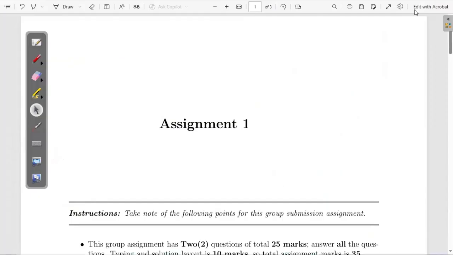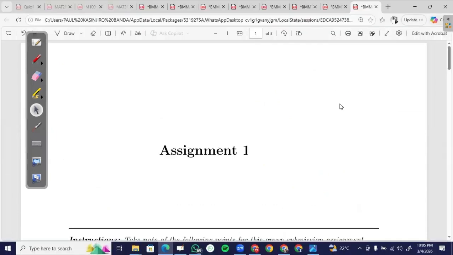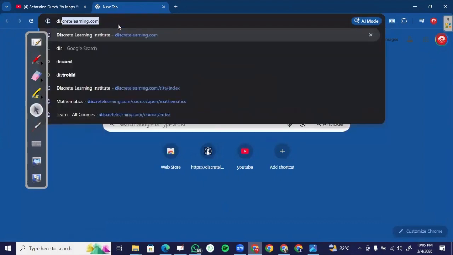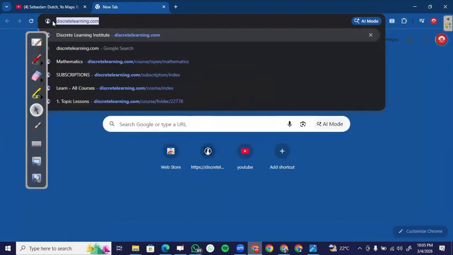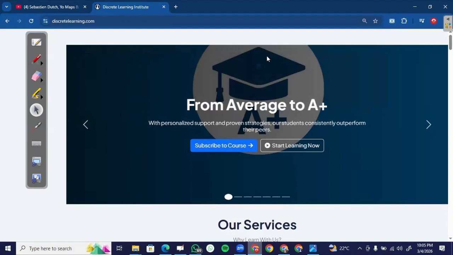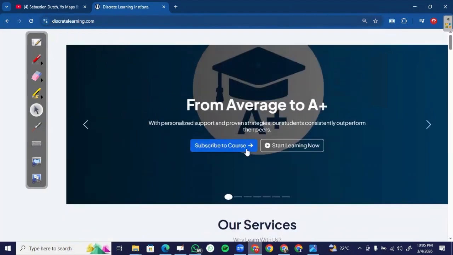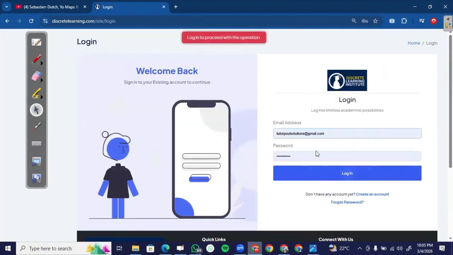Again, let me just show you the website for those who have never seen it. So you just go to Chrome here and type in discretelearning.com. You can see discretelearning.com there, then search, and it takes you to our website. If you don't have an account, you need to create an account. So you just go to start learning now. Then it will take you to the login page. If you don't have an account, create an account and then log in. But if you already have an account, just put your email and password there and then log in.